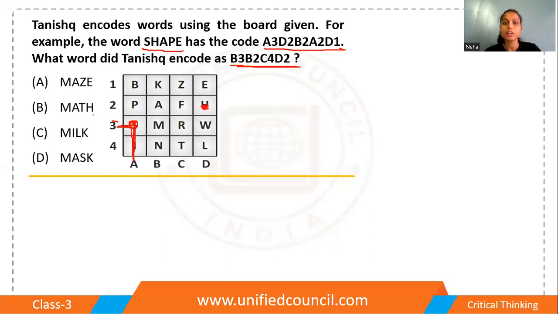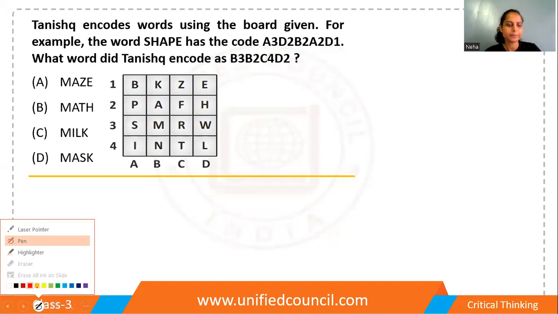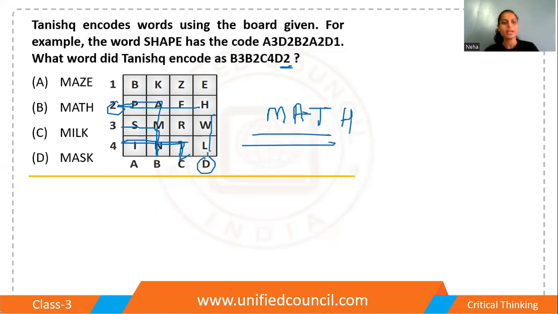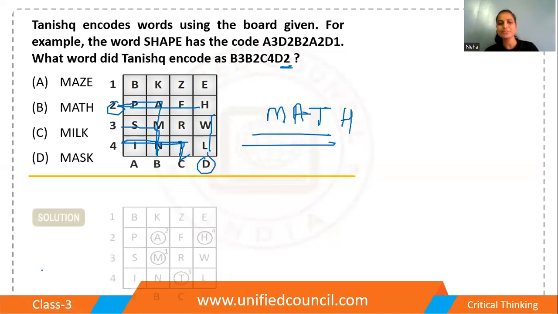Then H. H is B2. You have to check with this like that. So let me check with the numbers. The first is B3. So this is B and this is 3. B3 is M. Then B2. This is B and this is 2, so this is A. The next is C4. This is C and this is 4. This is T. And D2. This is D and this is 2, so this is equal to H. So this is math, your favorite subject. So option B is the right answer.